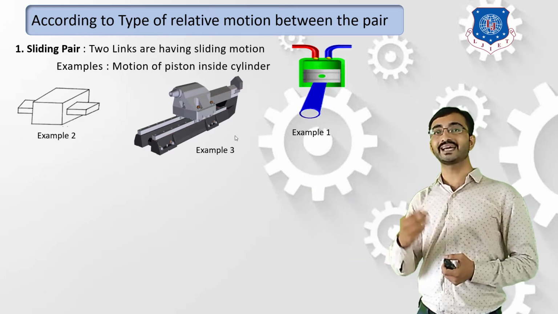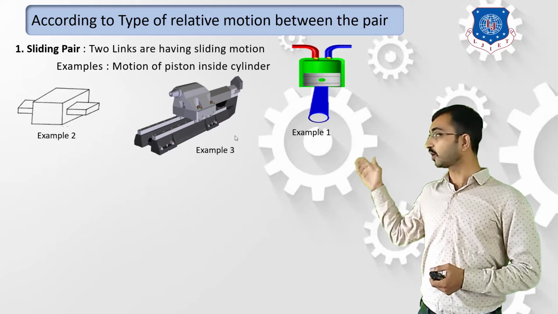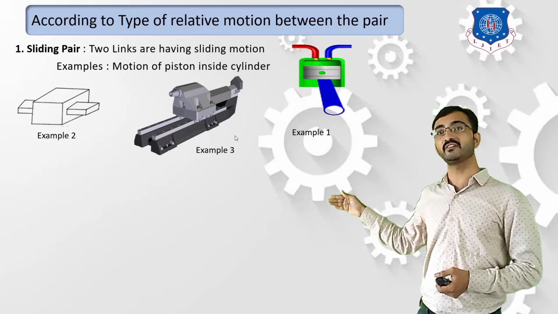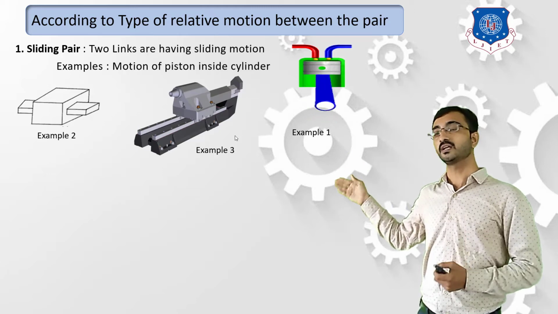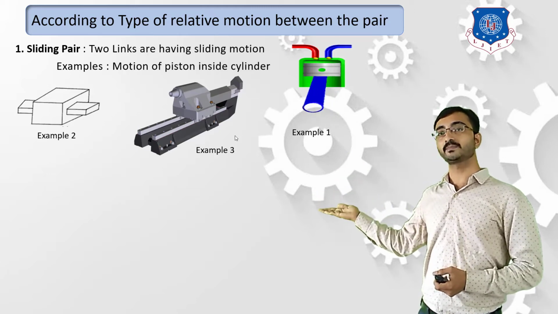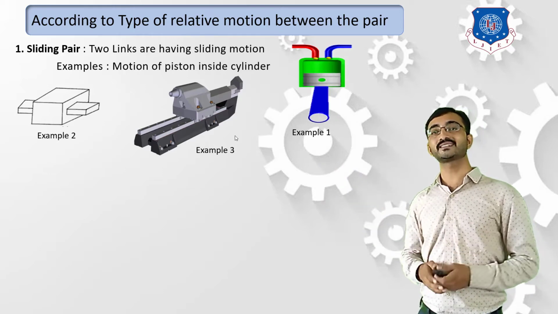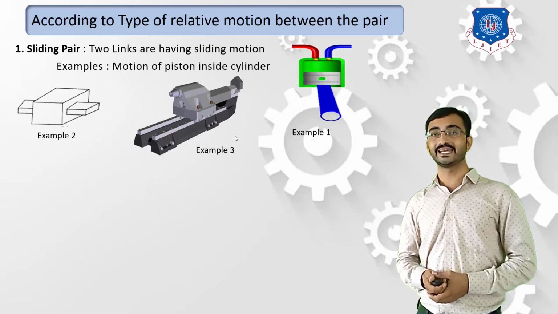Now the third example is an object which is used in a lathe machine. This one is known as a guideway and tailstock. With respect to this guideway, the tailstock will be sliding over this bed. So that is the best example of a sliding pair.